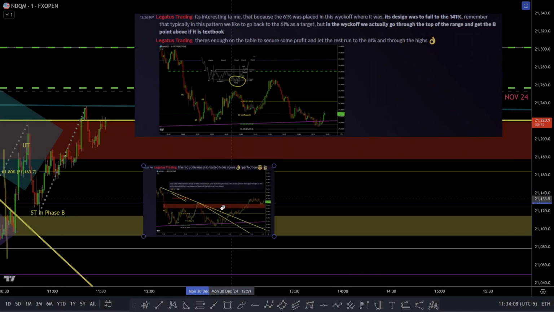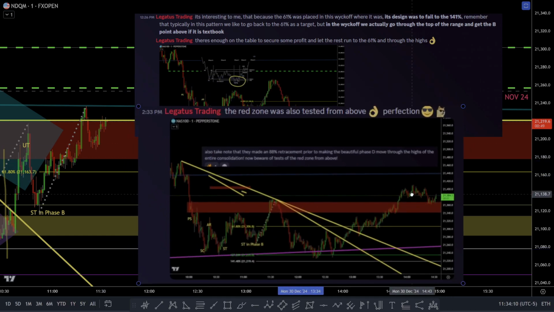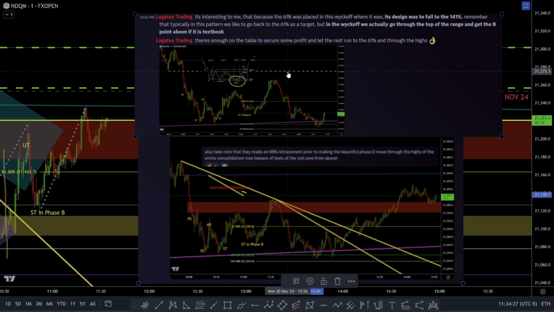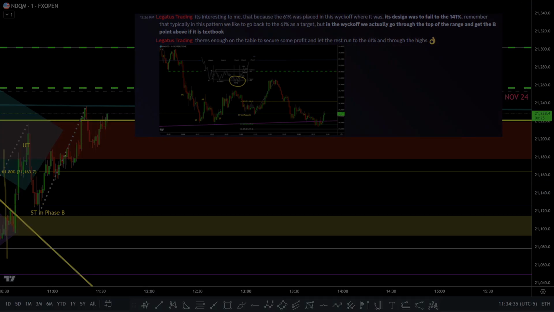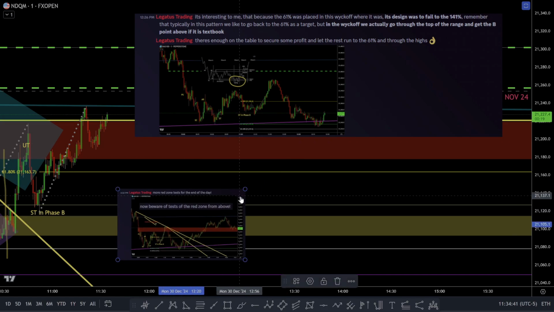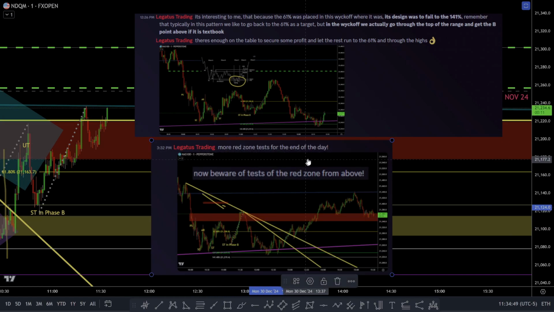And while everyone is freaking out about whatever news they've invented in that range, all you have to do is understand it. And then we can see the next thing that happened was that we came down to the red zone. I was like, take note that we made an 88% retracement. Now beware of tests of the red zone from above. We came down specifically to test that red zone. So you have to notice I'm talking about it coming down now. The Wyckoff is done. We've hit the B point. I've removed it entirely now. And then more tests of the red zone throughout the end of the day. Test of the red zone from above.